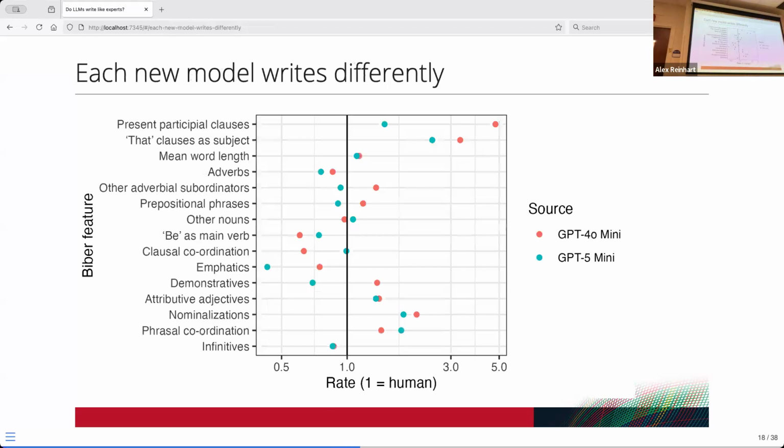So there's some variation, and each new model also tends to write differently. Here I'm comparing GPT-4o and GPT-5, and we see going from lots of participles to very few, big shifts everywhere. GPT-5 got rid of the emphatics, using them way less than GPT-4o did, and so on.